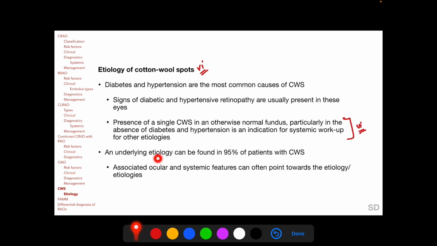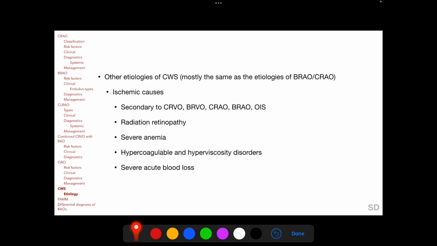And an underlying etiology can be found in the majority of patients with cotton wool spots. And as with diabetes and hypertension, associated ocular and systemic features along with the cotton wool spot can often point towards the etiology of the cotton wool spot. Other etiologies of cotton wool spots are as follows, and they are mostly the same as the etiologies of retinal arterial occlusions, and they include ischemic causes such as radiation retinopathy, severe anemia, hypercoagulable and hyperviscosity disorders, severe acute blood loss, and in eyes with CRVO, BRVO, CRAO, BRAO, and ocular ischemic syndrome.